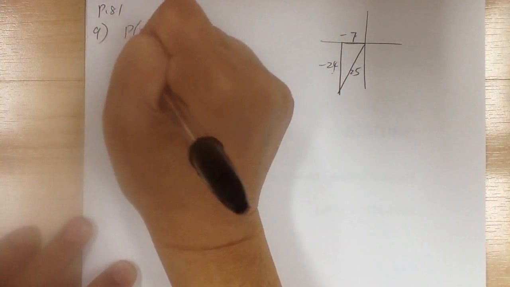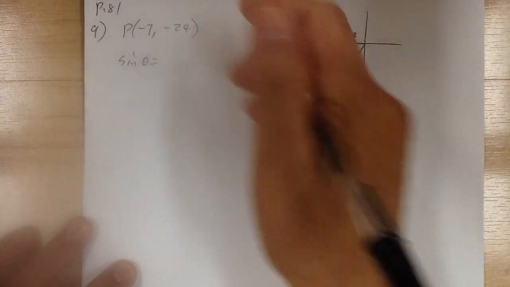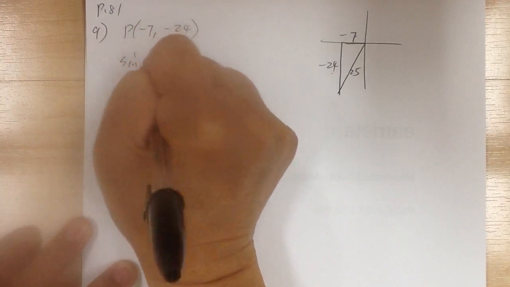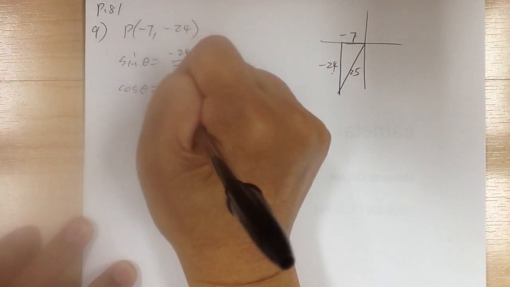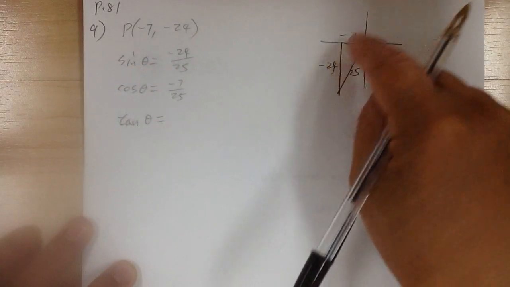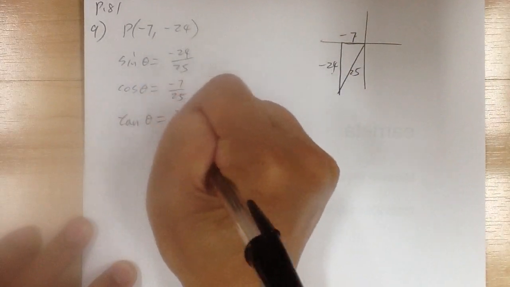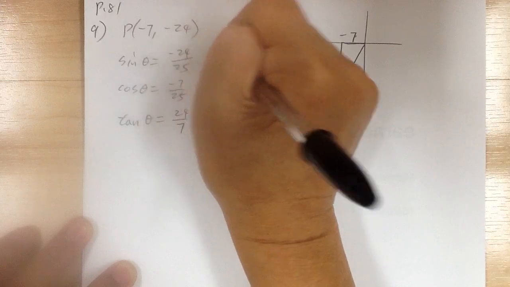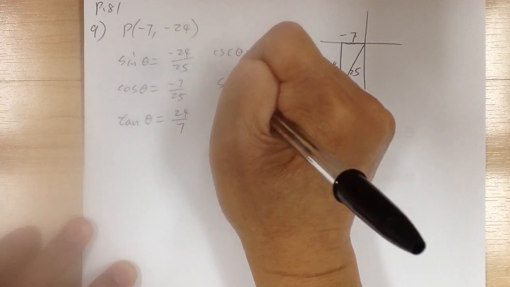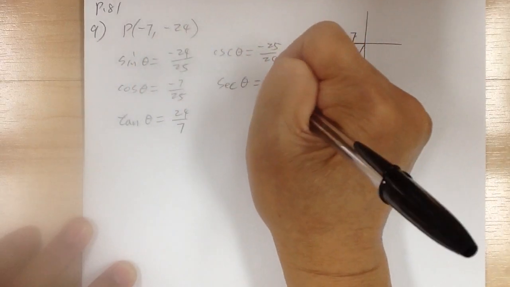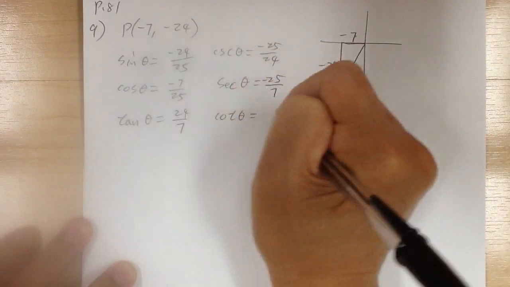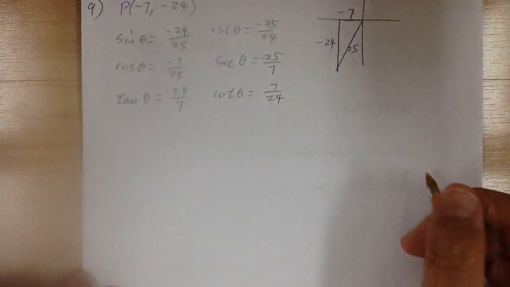Okay, so sine theta equals this over that, so it would be -24 over 25. Cosine theta equals this over this, so it would be -7 over 25. Tangent theta equals sine over cosine, so this over that, the negatives cancel out, so it equals 24 over 7. Then after that, cosecant would be -25 over 24. Secant would be this over that, so it would be -25 over 7. And cotangent theta would be equal to 7 over 24.